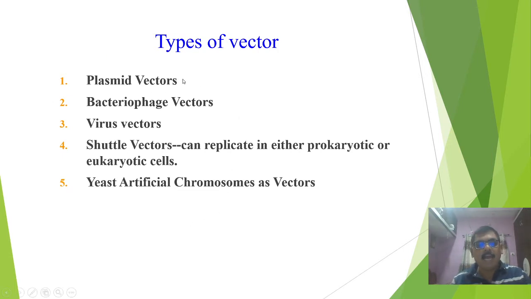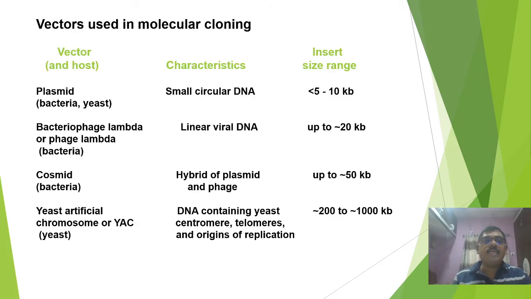These are the plasmid vectors, bacteriophage vectors, virus vectors, shuttle vectors, and yeast artificial chromosomes as vectors. So various types of vectors can be used in recombinant DNA technology to carry the foreign DNA or desired DNA into the host cell. Then vectors used in molecular cloning.